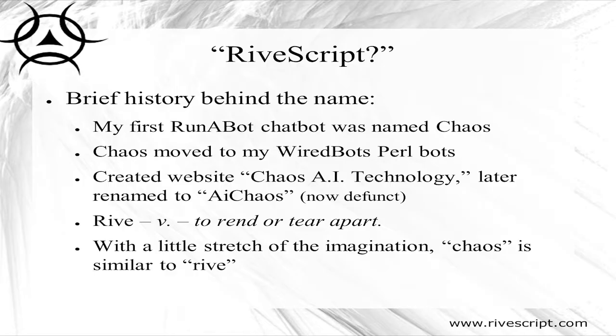Brief history behind the name RiveScript. My first bot that I had at Runabot was named Chaos. When I found the WiredBots Perl templates, I moved Chaos over there off of Runabot, created a website, Chaos AI Technology, which I'd later just renamed to AI Chaos. Rive is a verb: to render, tear apart, and with a little stretch of the imagination, chaos and rive are kind of a little bit similar. And I just like the word, so that's why we got RiveScript.